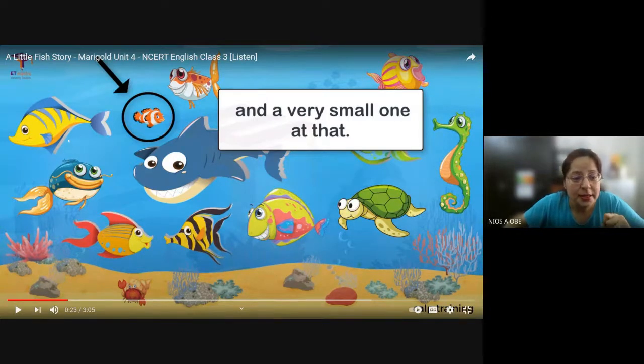Let's see. This is a yellow and blue fish. This is a very big blue fish. This is a little tortoise. And this one is a seahorse. So many colorful fishes are there in the ocean. And this story is about a little fish. Small fish. Uski story hai.